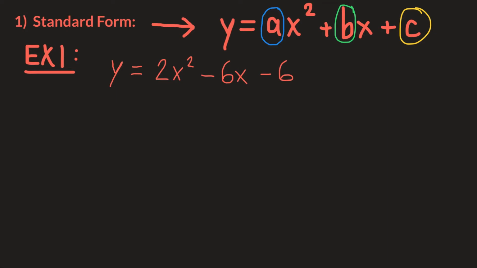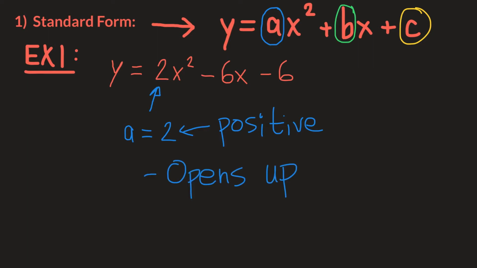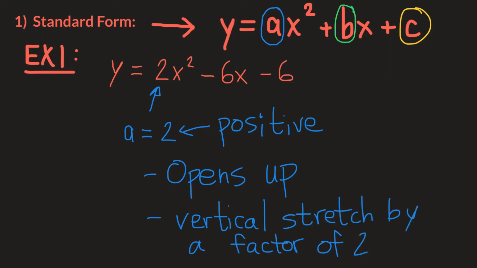Remember that the a value tells us whether or not the parabola is opening up or down. Since the a value in this parabola is +2, this parabola opens up. Also, the a value indicates whether there is a vertical stretch or compression. In this case, a being 2 indicates that there is a vertical stretch by a factor of 2.